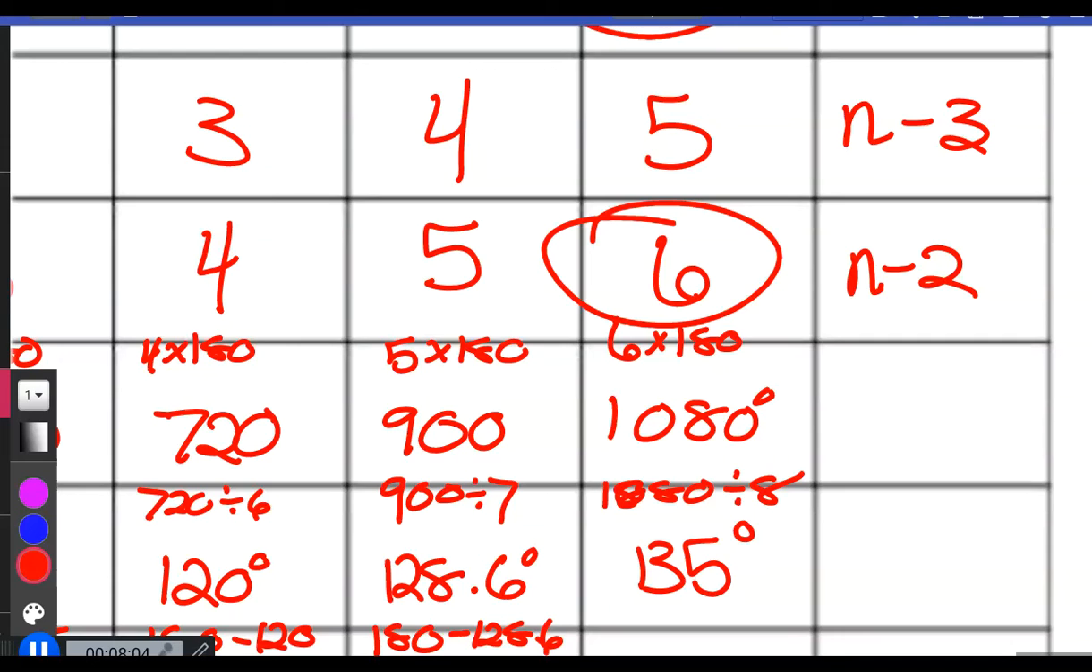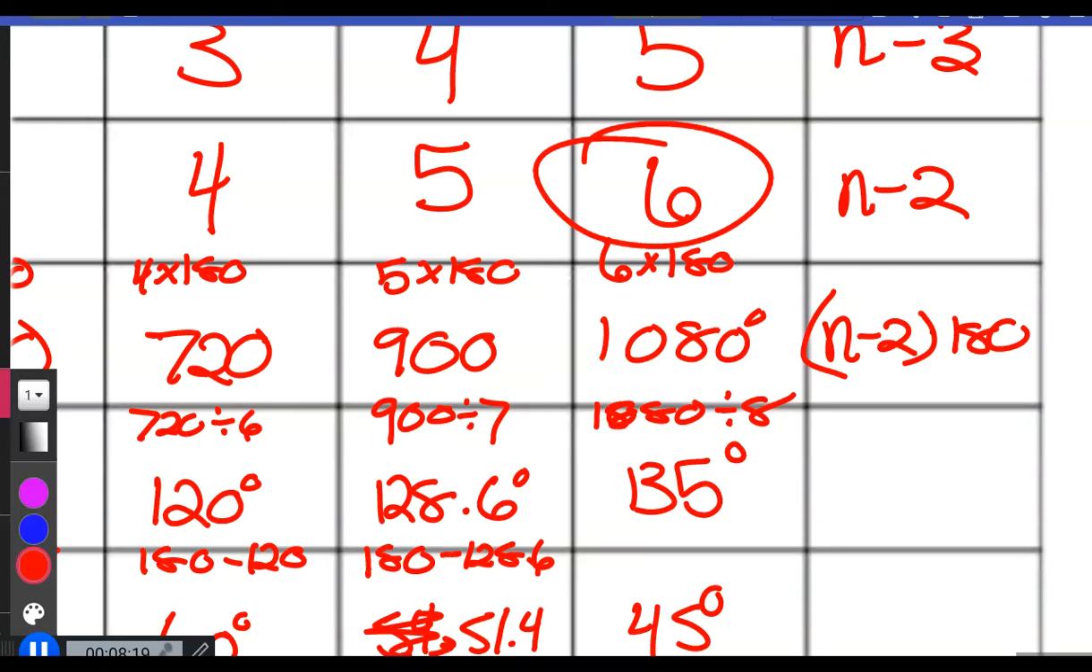So then, to find the interior angle sum, we multiplied by 180. So we're going to do the same thing here. We're going to multiply n-2, the number of triangles, times 180. When we found the individual interior angle, we took that sum and divided it by the number of angles. We're going to do the same thing. The angle sum divided by the number of angles.